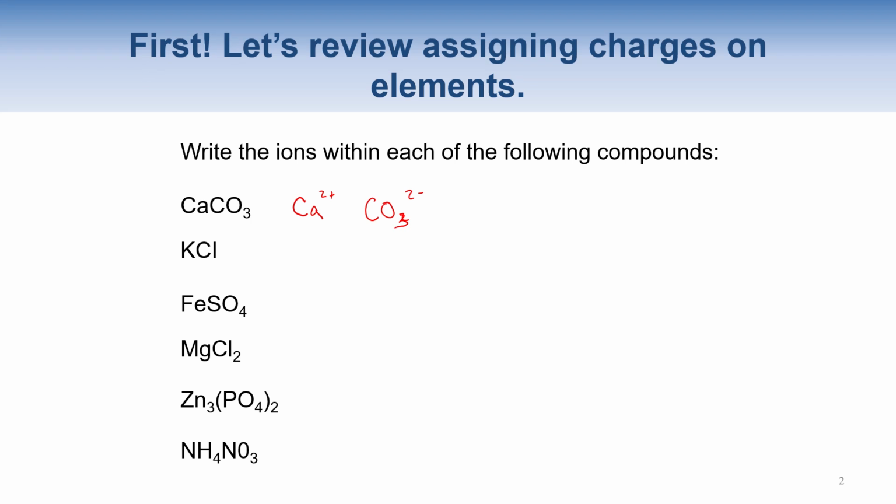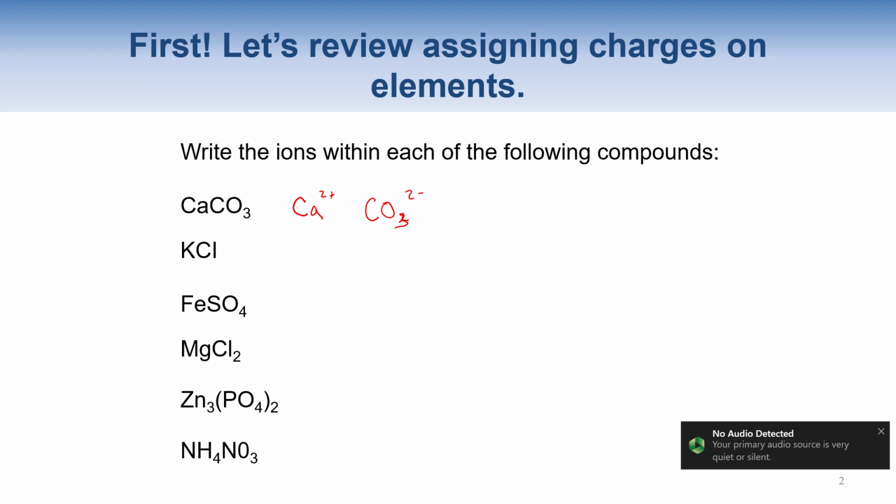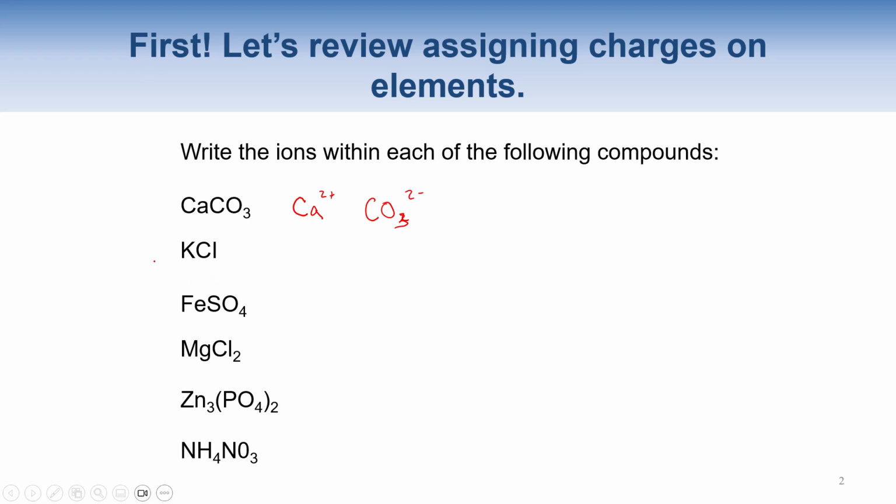You should pause the video, go through the rest of these, and try to come up with the charges on each one of these. Okay, so hopefully you had an opportunity to do this. You are going to flip the charges, or you can get the charges from the periodic table. So potassium has a +1 charge, and chloride has a -1 charge.